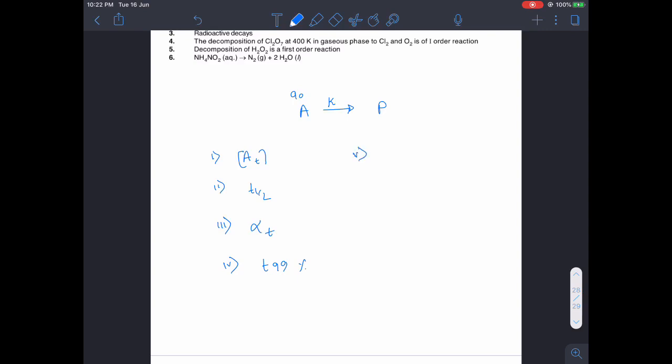Number 5, plot the graph between ln A versus time, and T half versus initial concentration, and that's it. So, let's start now.